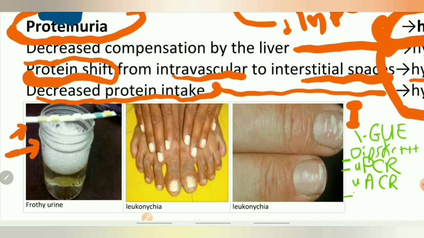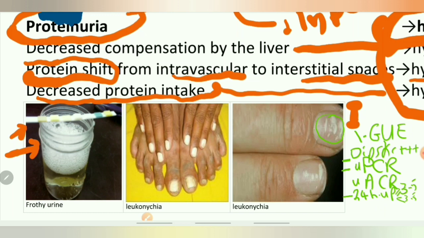The most accurate is the collection of 24 hours urine for protein. If it is more than or equal to 3.5 grams per day per 1.73 square meters, then it is nephrotic range. If it is less, then we call it non-nephrotic syndrome.